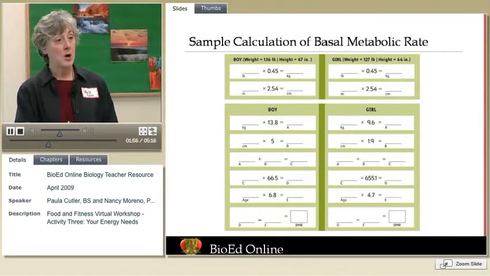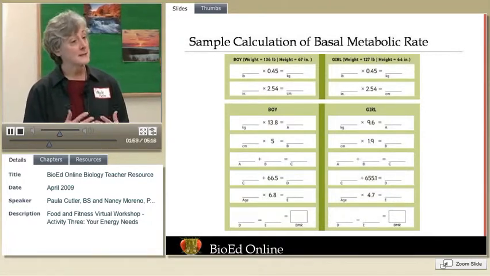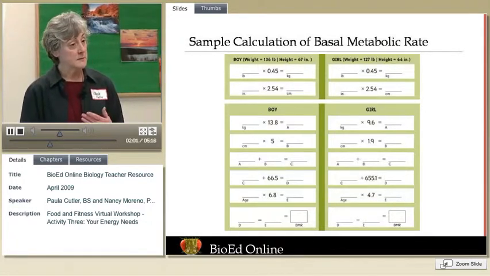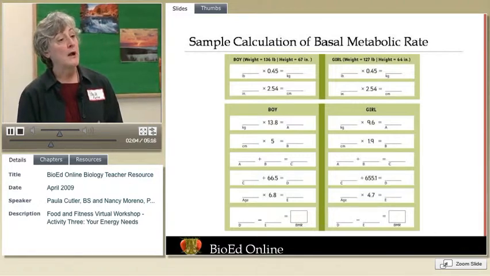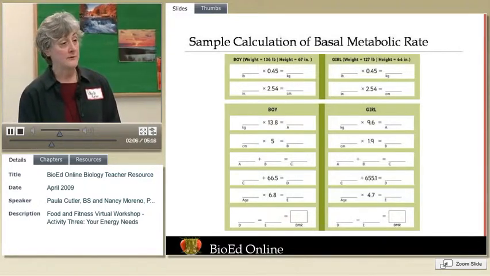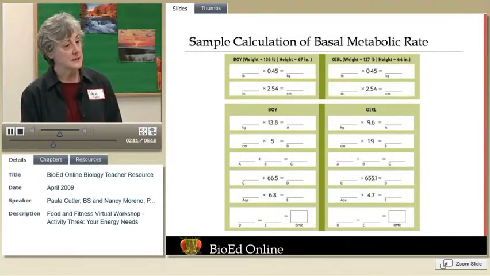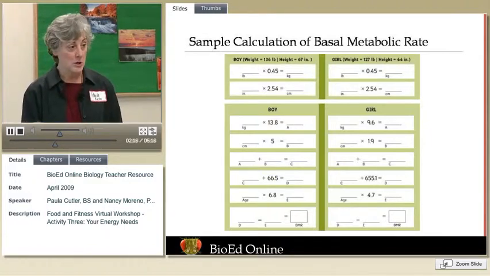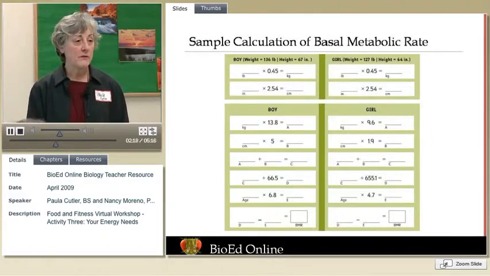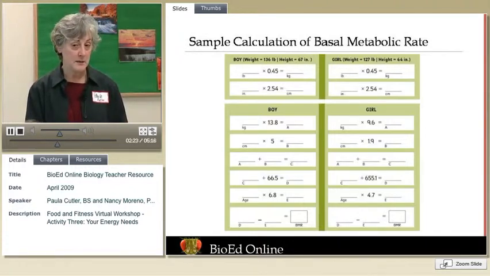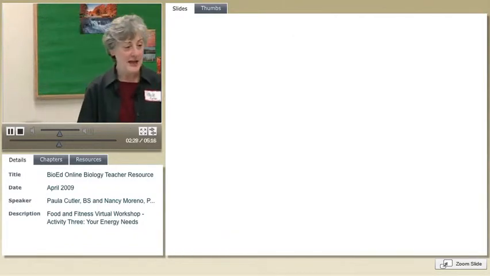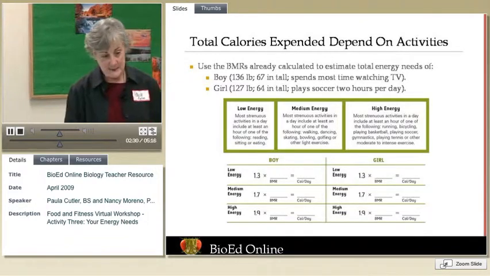If BMR is just at rest needs, caloric needs, why would there be a difference between a 15-year-old girl and a 15-year-old boy? Is it the structure, their body structure, their weight? If we know the BMR for a boy and a girl, this is just general, at rest, and then we want to look at physical activity, is that going to change your caloric need? Yes. Why is that? Because you need energy. Okay, good for you.